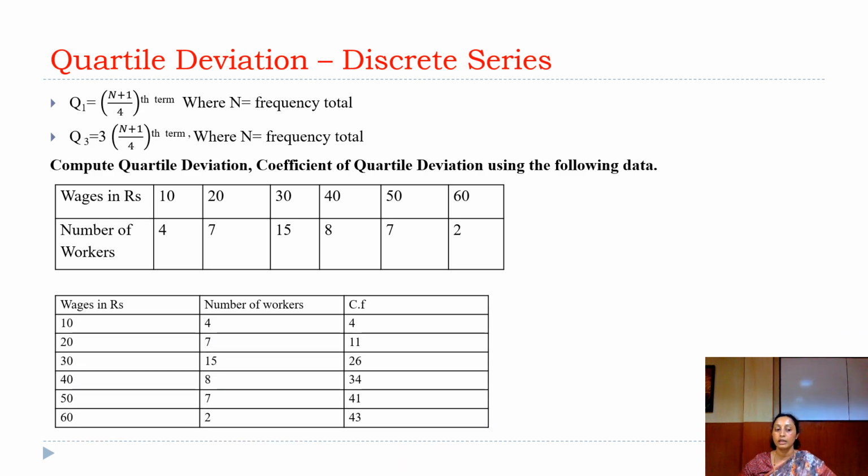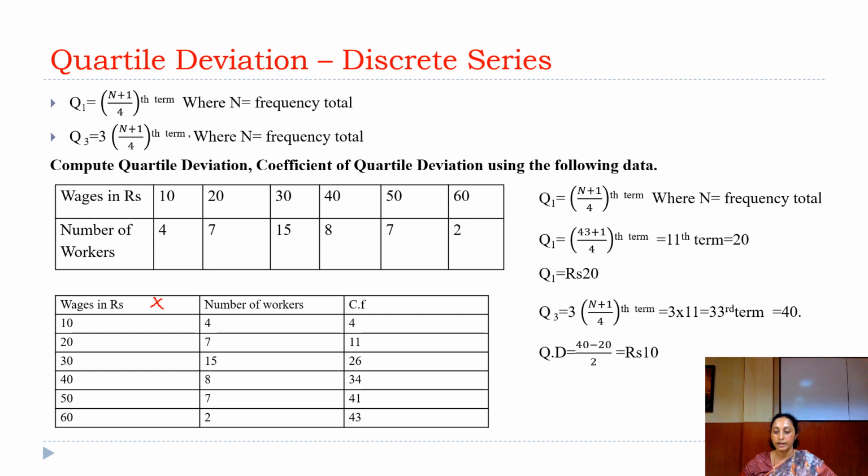In order to find the quartile deviation, construct a table. So wages is given to us. This is X and then number of workers are given to us. This comes under the frequency value, and now find the cumulative frequency. How do we find cumulative frequency? Keep the first frequency as it is. Now add 7 plus 4, we'll be getting it as 11. Now either add 7 plus 4 plus 15 or add 15 plus 11. We get 26. Then add 26 plus 8, we get 34. So like this, we find the cumulative frequency.